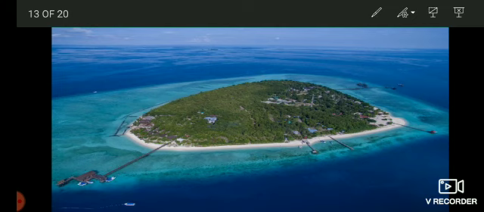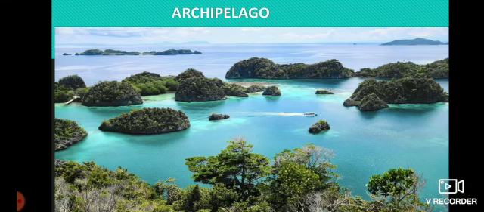Let us see the next landform. What are you seeing here, children? Yes, it is an archipelago. How can we define an archipelago? It is a group of islands clustered together. It means a group of islands present at one place or near to each other. So this is called an archipelago. It means a group of islands. Next, see another landform.